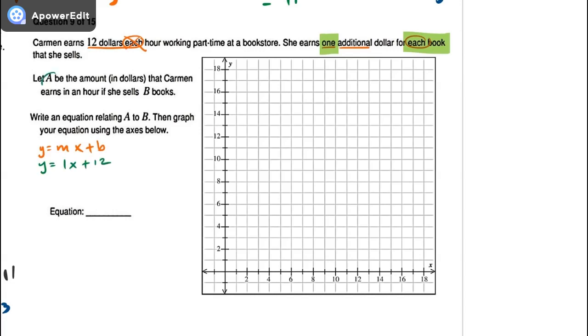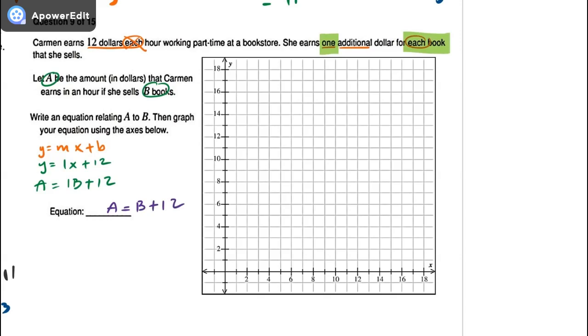However, they say to use A for the amount of dollars and B for the books. So we just need to rewrite this as A equals 1B plus 12, or just A equals B plus 12. Sometimes we don't need to write 1B.